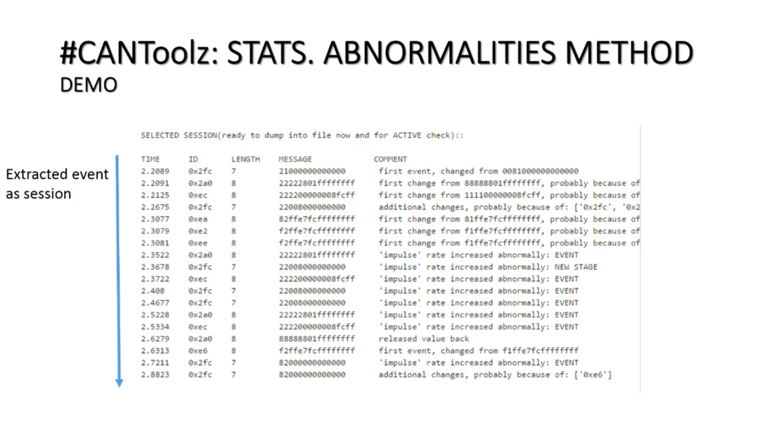Like this first change happened in the traffic, then this second change happened for another ID. Probably it's correlated because this happened just after this. Then other changes happened. Then the impulse rate, the message starts sending more often, and so on. And this looks cool because by logic, of course, the unlock command is somewhere at the top and statuses at the bottom. It's just by logic. But it's still not all that we can do.